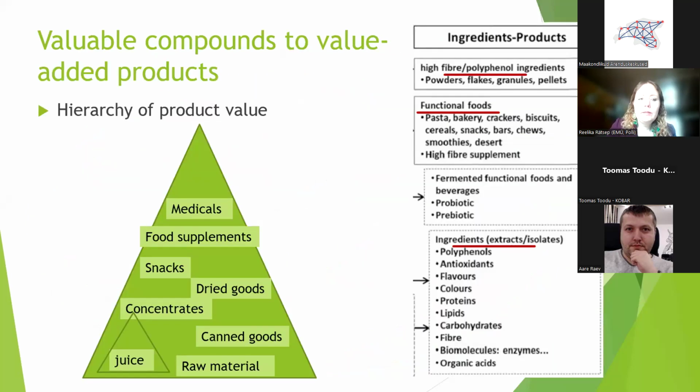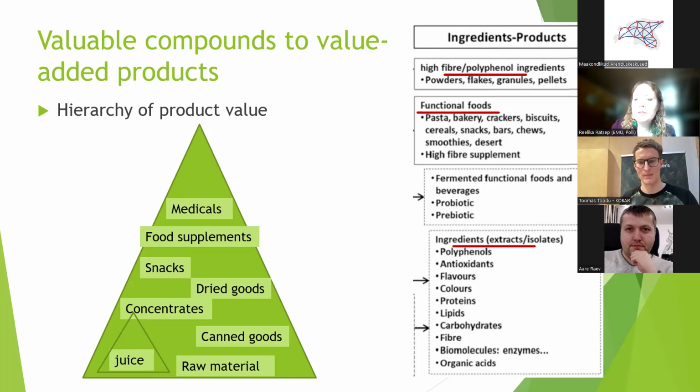If we look at the hierarchy of the product value, then from the bottom, we can see that, for example, in the case of food products, the raw material is usually the cheapest, if we talk about, for example, fruits, vegetables, this kind of freshly sold products. Then the most common product is juices. So if juices are made, the pomace and different materials and byproducts occur.